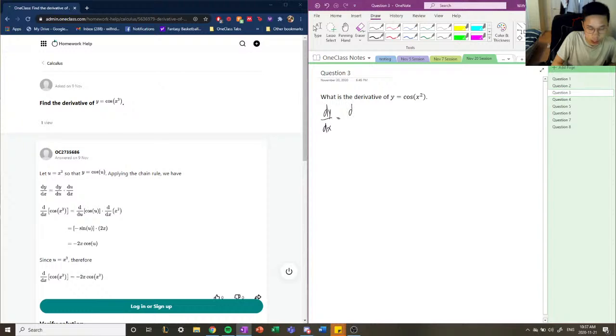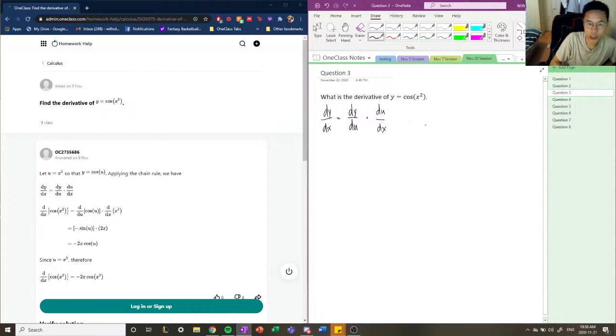You can equate this to dy over du. So you differentiate the whole function in terms of u, and then you differentiate u in terms of x. Okay? So if you have a function within a function, you can split it up and equate it to the derivative of the function in terms of u, times the derivative of u in terms of x. So using the chain rule means that you'll have to use a substitution variable set to u.